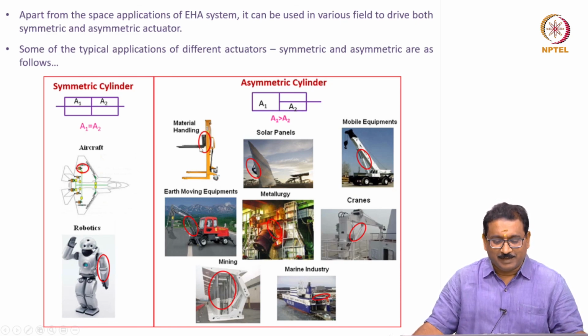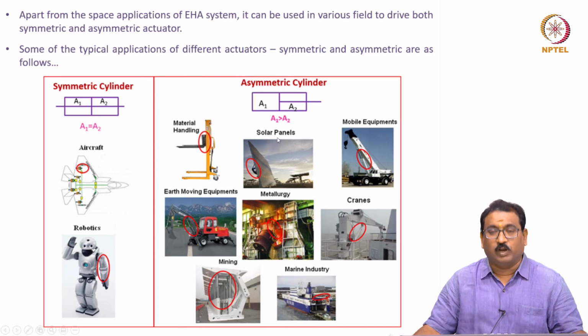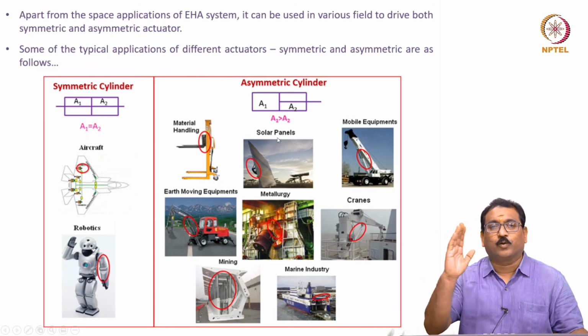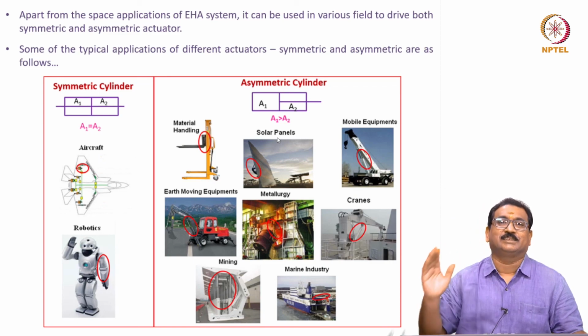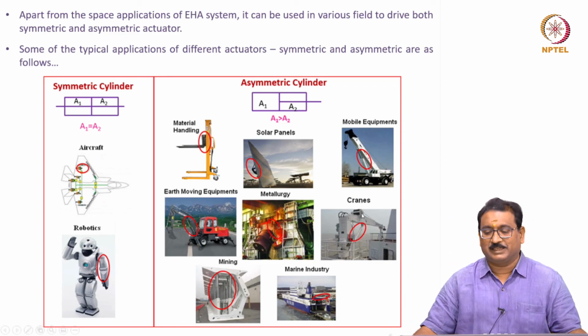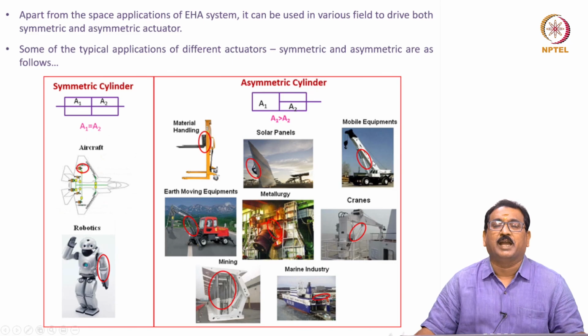Here material handling, earth moving equipment, heavy equipment, mining, marine industry, metallurgical industries, and to rotate solar panels, the EHA systems are used. Also cranes, mobile equipment and many more.